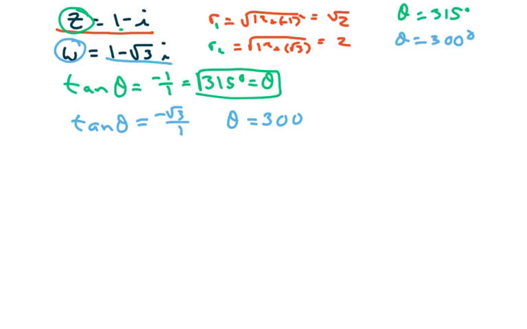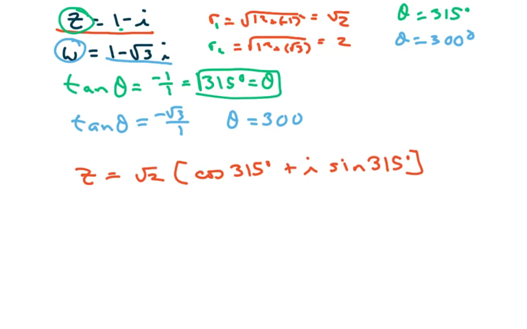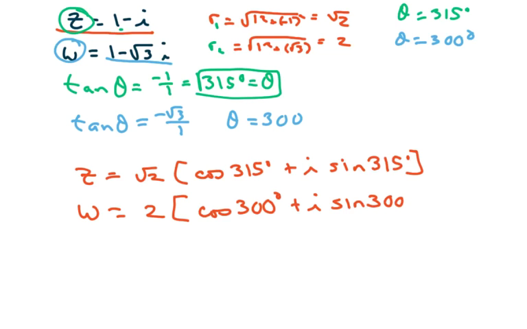So now that I have that, I can rewrite my equations. I have z equals the square root of 2 times the cosine of 315 plus i times the sine of 315 degrees. And my w is 2 times cosine of 300 plus i times sine of 300 degrees. All right. Now, on the next slide, we're going to go ahead and do our multiplying and dividing.